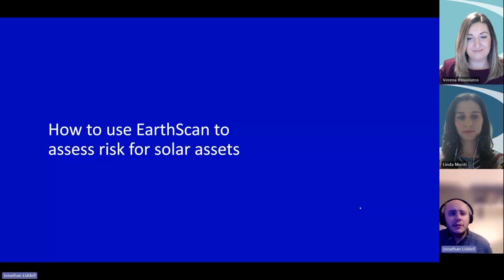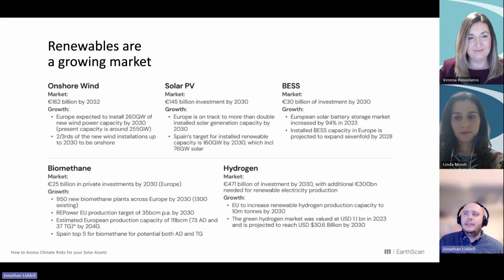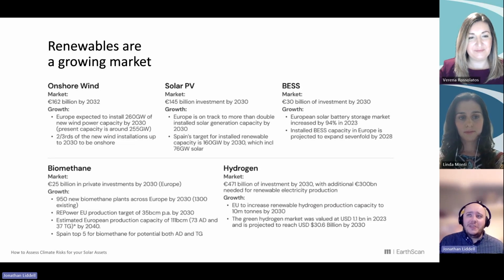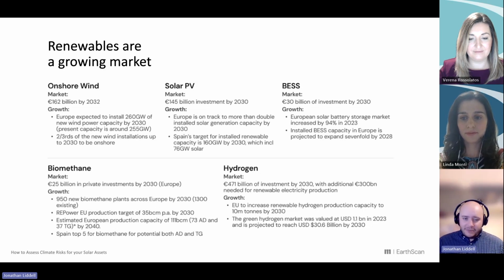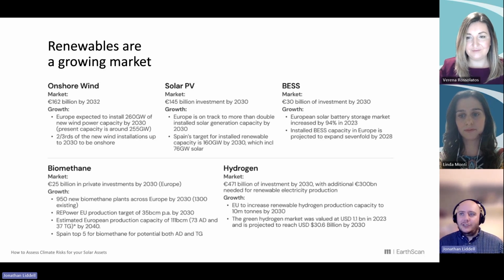So how can this be used with specifically solar assets in mind? And I think the first thing that I wanted to share, and hopefully Linda and Verena agree with me here, is that the renewables sector is a growing market, and indeed solar PV, onshore wind, as well as hydrogen and biomethane are increasingly growing markets. For instance, in Europe, we're expected to install over 260 gigawatts of new wind power capacity by 2030. We'd better get our skates on, guys. That's five years and 1 month to nearly triple the amount of new wind installations.